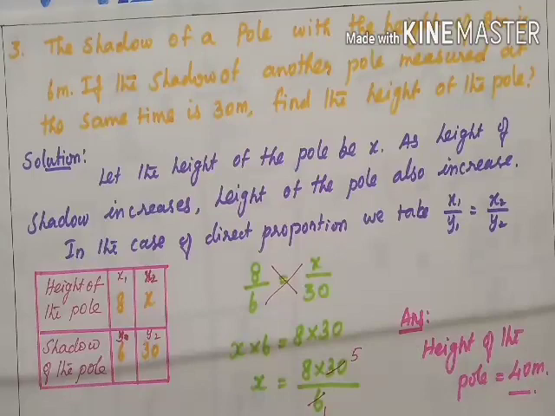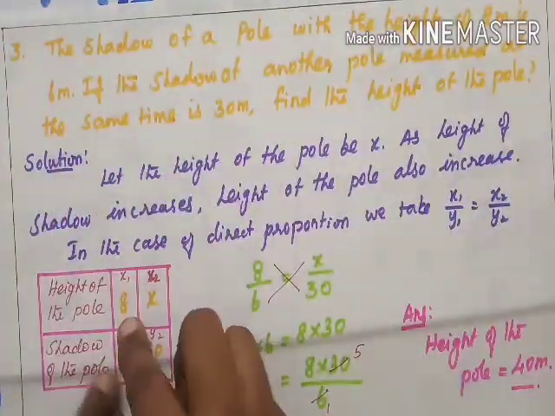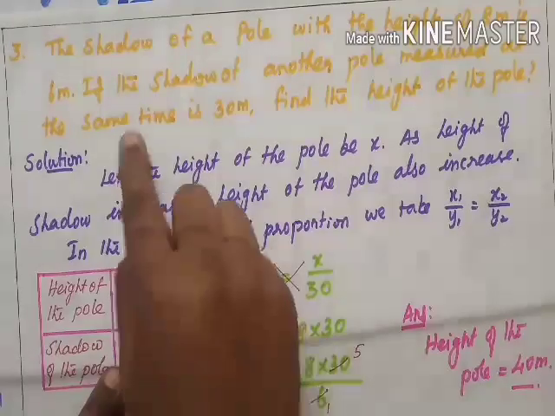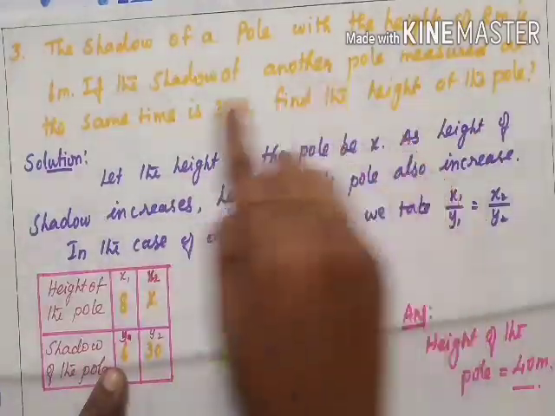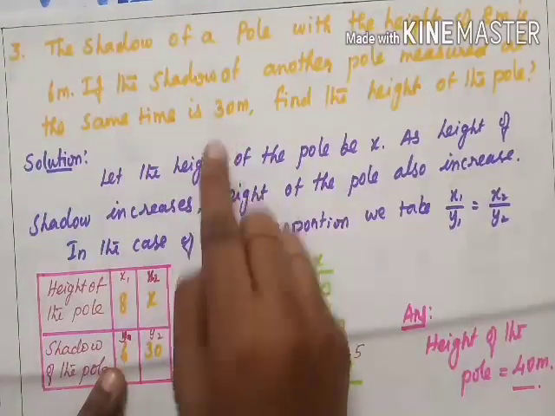One more time I will explain to you here with the question. Right. Shadow of a pole, 8 meter, is 6. x1 is 8, shadow of the pole 6. Another pole: if the shadow of another pole measured at the same time is 30.